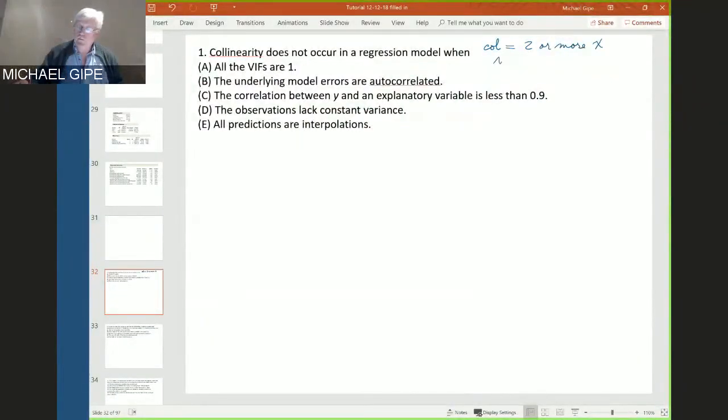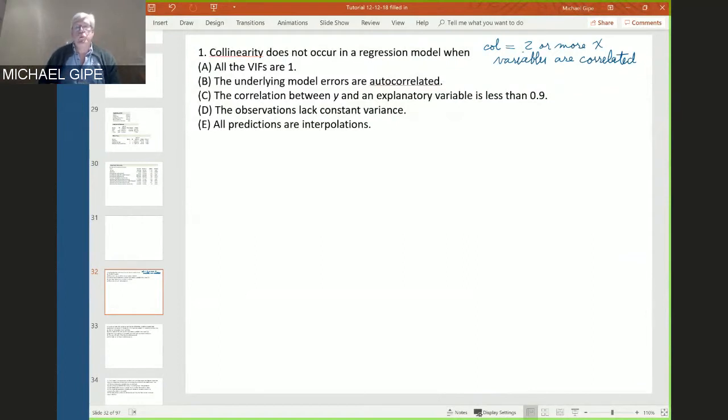X variables are correlated. They don't have to be correlated completely. They could be positively or negatively correlated, but they do share some of the information. So let's look at the first one.